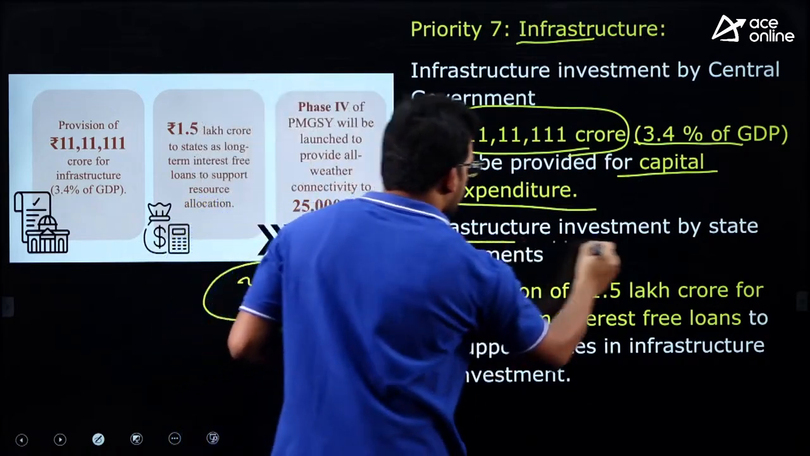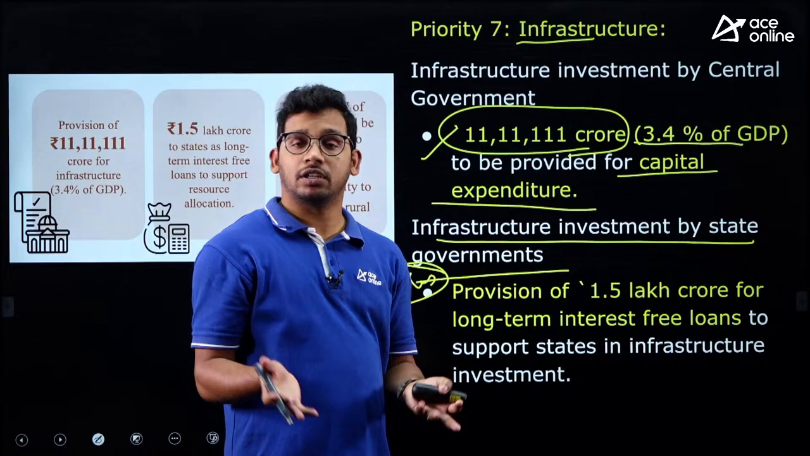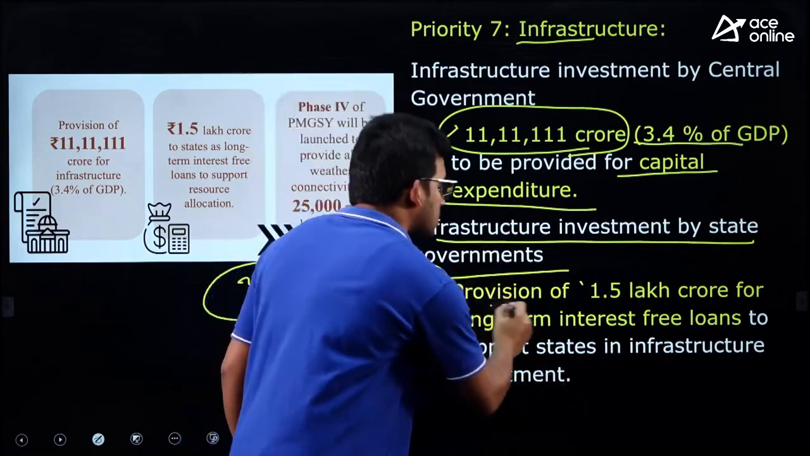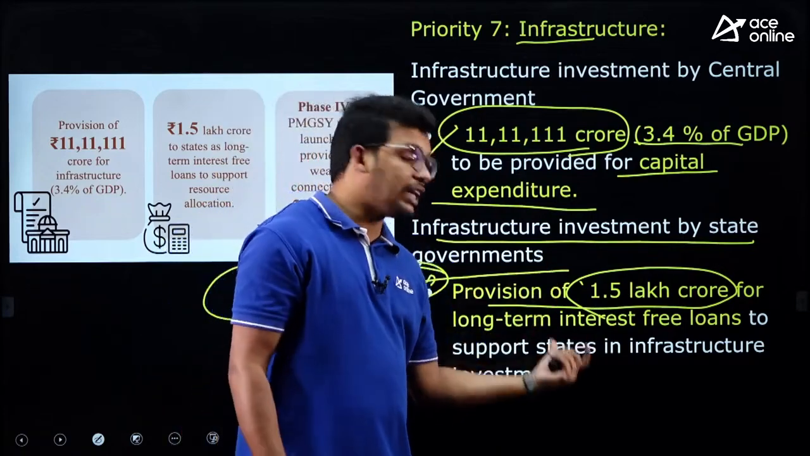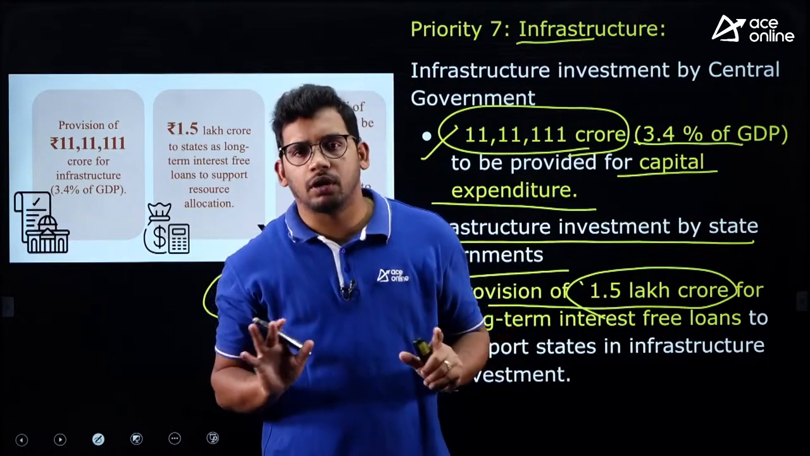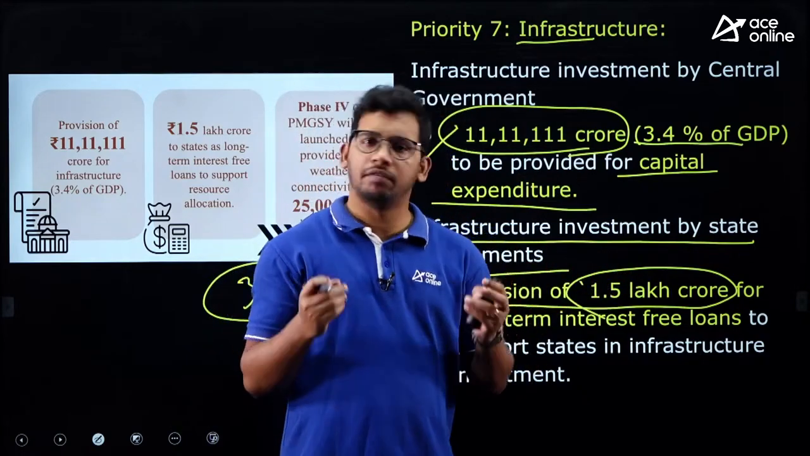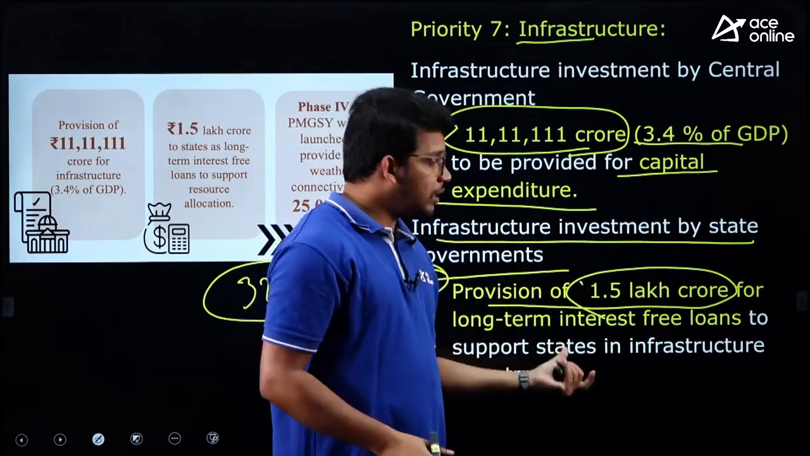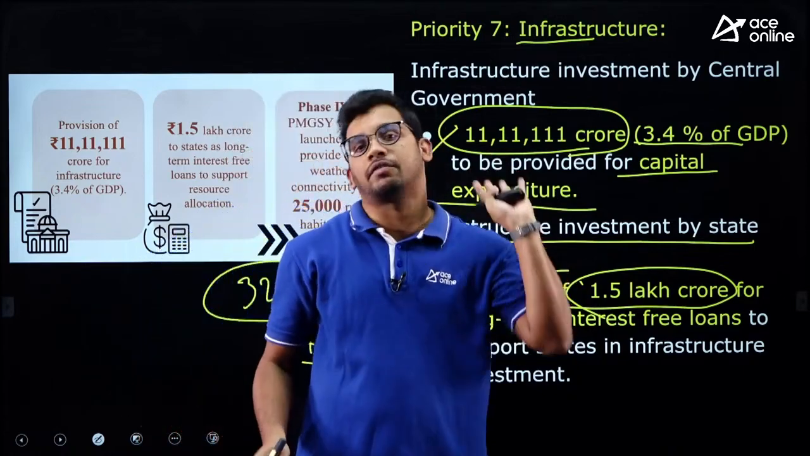And infrastructure investment by state governments, they want to encourage the state governments also, they alone cannot invest all the things. So they want to encourage, for that purpose 1.5 lakh crore long term interest free loans. For example, central government will give to Uttar Pradesh or Bihar, you take 1.5 lakh crore from us, we will give you loan without any interest, you no need to pay any interest also, but make sure that this 1.5 lakh crores will be invested in creation of infrastructure.